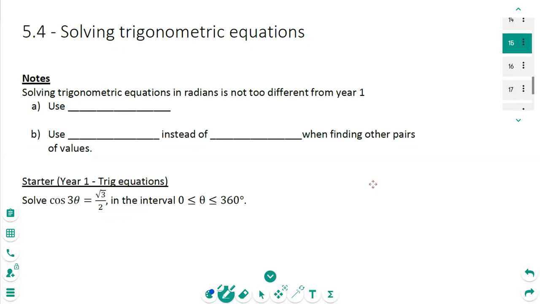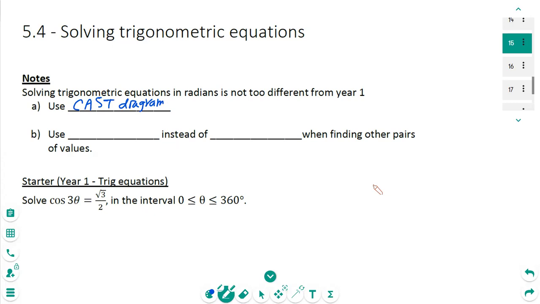Solving trig equations in radians is not too different from year 1, where we are going to use the CAST diagram. Now, some people like to use a different method, like if they remember the formula, for example, for sine it will be 180 degrees plus the angle, and with cos theta it will be negative theta. So there's some formula you can remember, but I don't use that way. I teach it through a CAST diagram. If you're not sure what a CAST diagram is, you can go back to the video about the CAST diagram in year 1. That's chapter 10 in Pure 1.